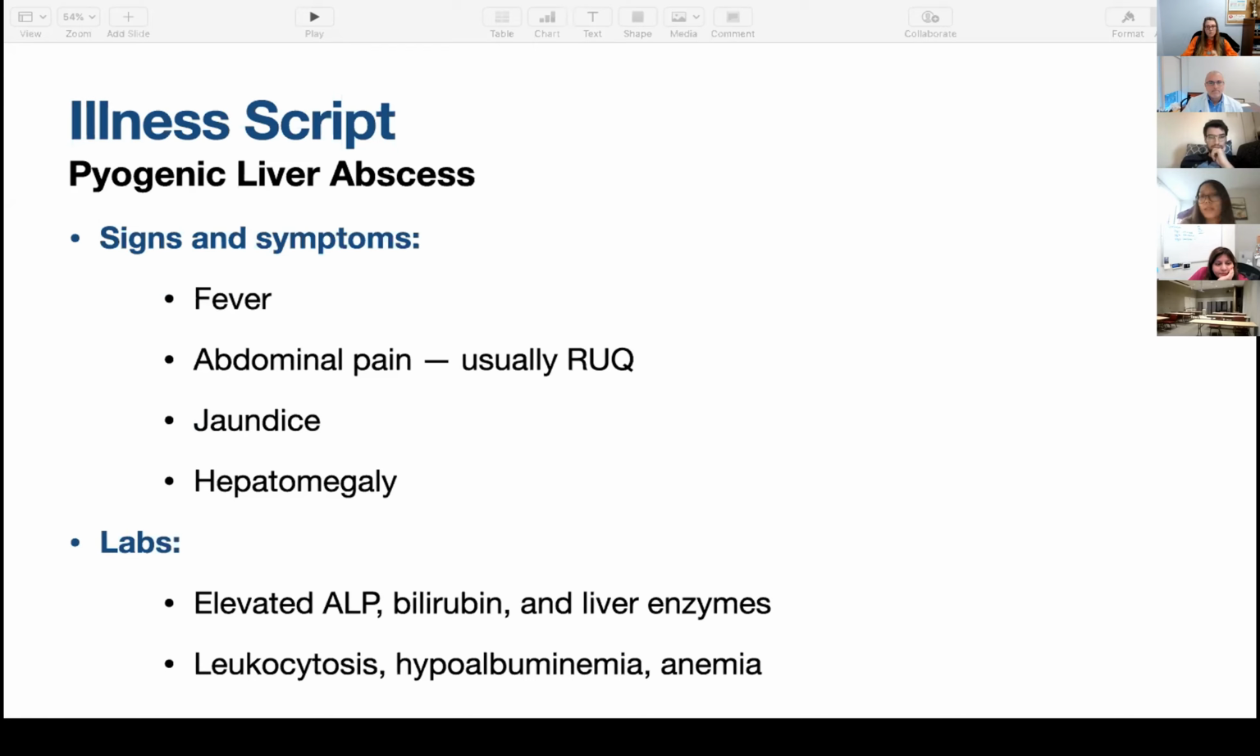And the signs and symptoms include fever, usually right upper quadrant abdominal pain, jaundice, and hepatomegaly, which is consistent with this patient's presentation. And labs include elevated alk phos, bilirubin, and liver enzymes, leukocytosis, hypoalbuminemia, and anemia. Also, our patient presented with the same labs as well.